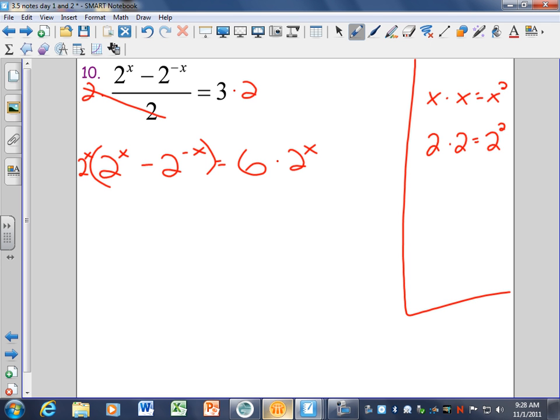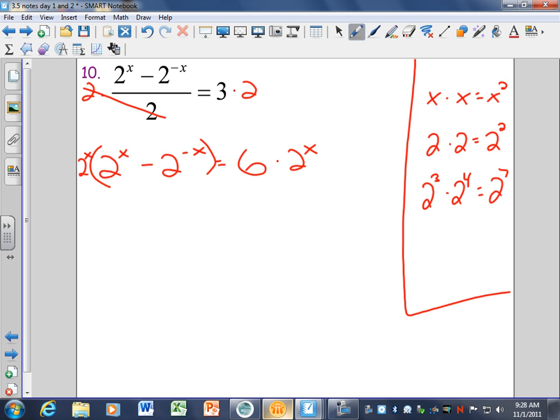When you multiply things with powers, let's even go this. 2 to the third times 2 to the fourth, you don't change the base. The base stays 2. You just add the exponents, like 2 to the third times 2 to the fourth is the same as 2 to the seventh. X times x, you just leave it x, but you add the exponents, right?